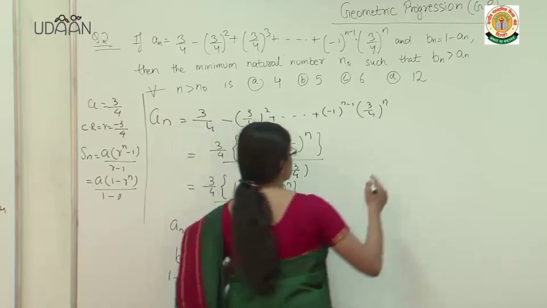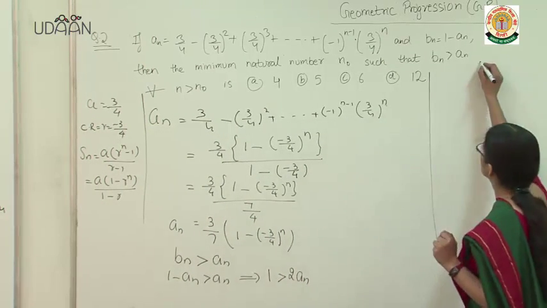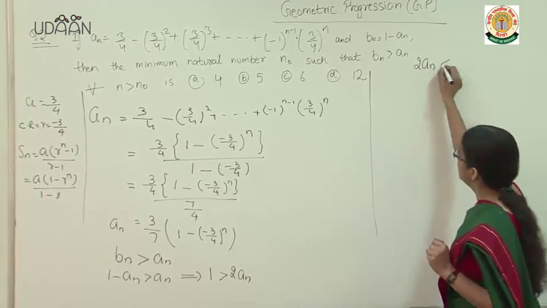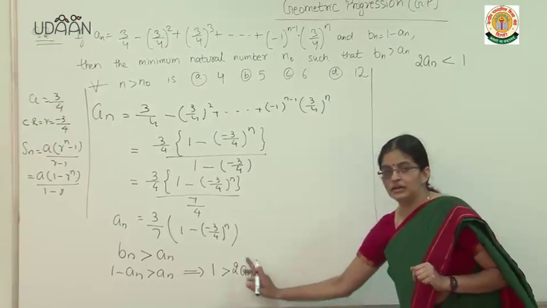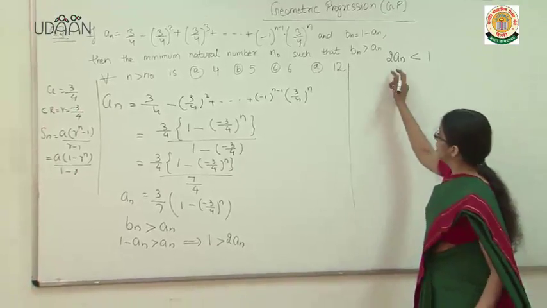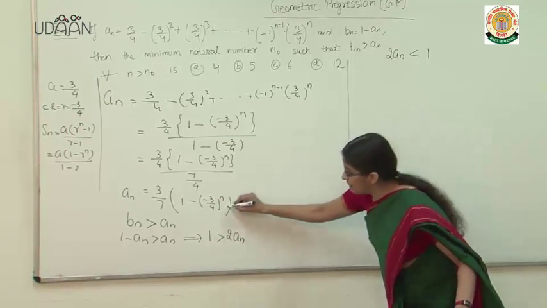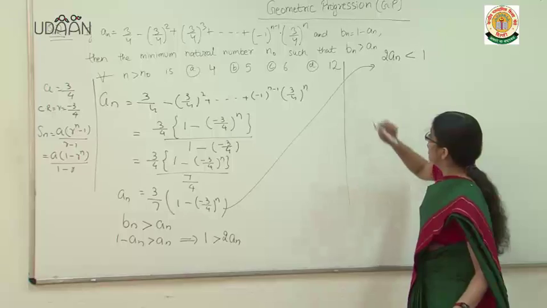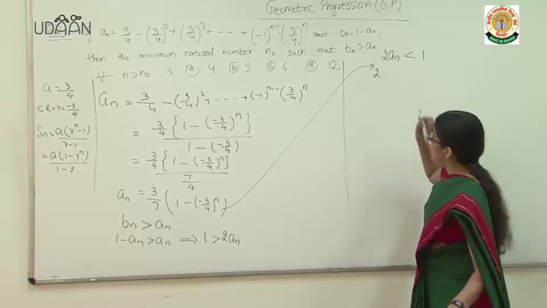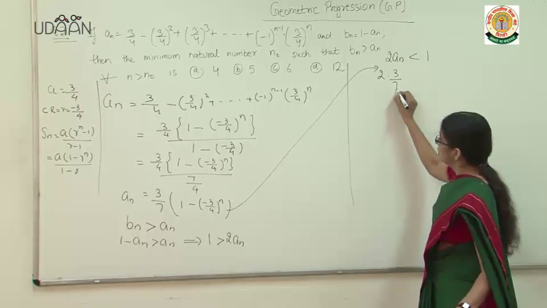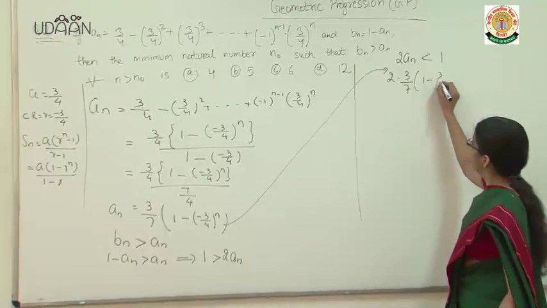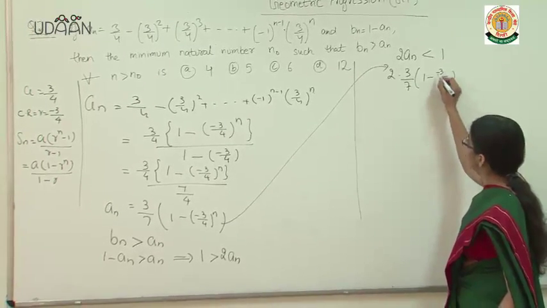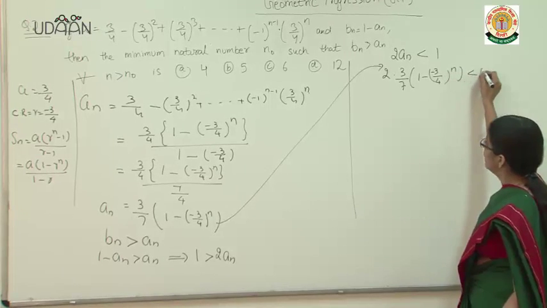Let's do the calculations here. Or twice of an is less than 1. Twice of an less than 1. Put the value of an which we have calculated. Substitute the value. 2 into an is 2 into 3 by 7, 1 minus of minus 3 by 4 power n, less than 1.